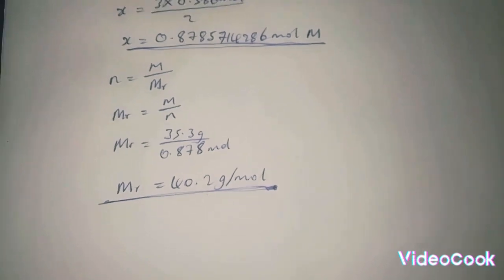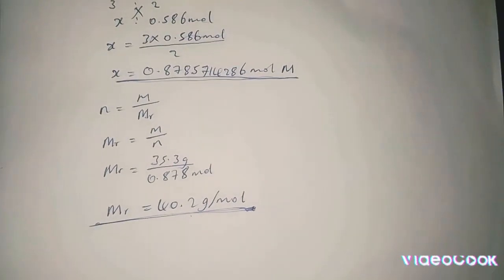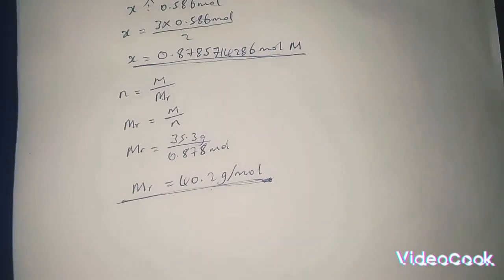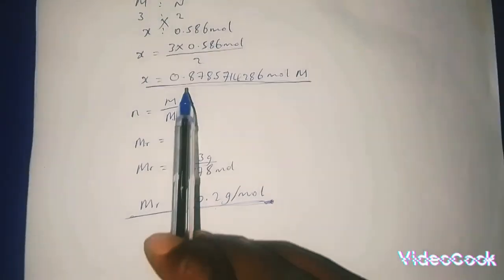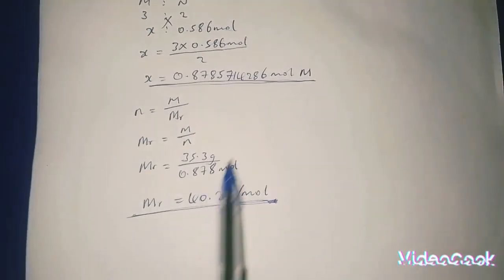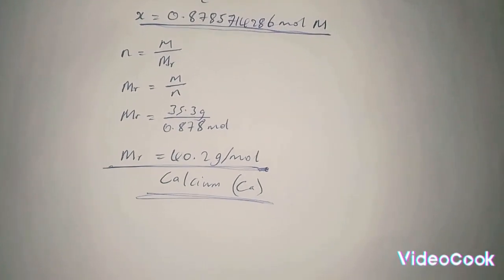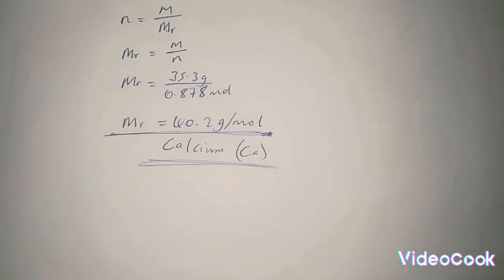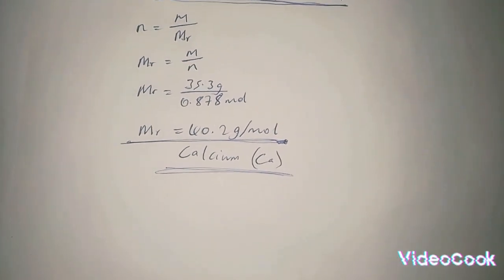That is 40.2 grams per mole. When we check on the periodic table, we find the element which has 40.2, although it is not too accurate because of the round-offs that we are doing here. We are rounding off the values. So when we check from the periodic table, we find that calcium is the one which has 40. Therefore, we can say the element M is calcium.